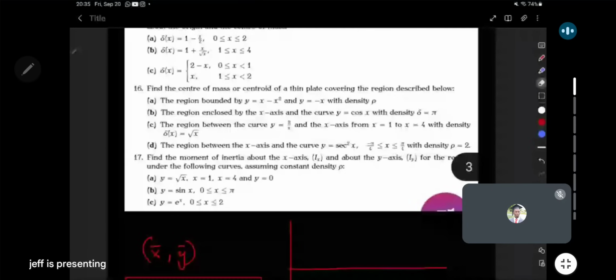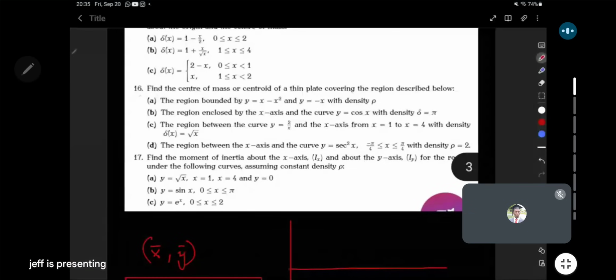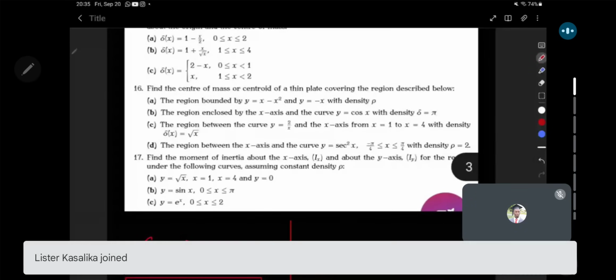All right, so we're moving on to question 16. How do we work out question 16? In this case, they're saying find the center of mass or centroid of a thin plate covering the region described below. So that thin plate looks like we're going for the center of mass of an area, since that is a thin plate.